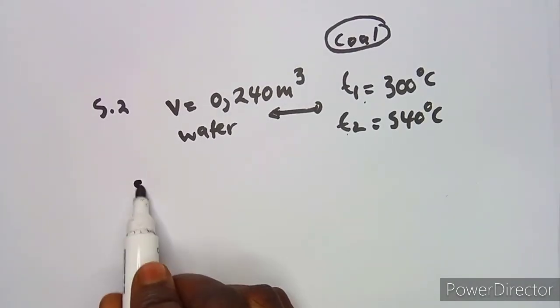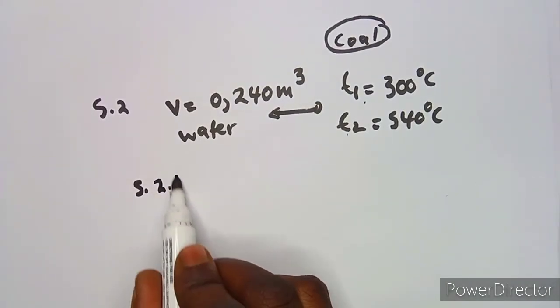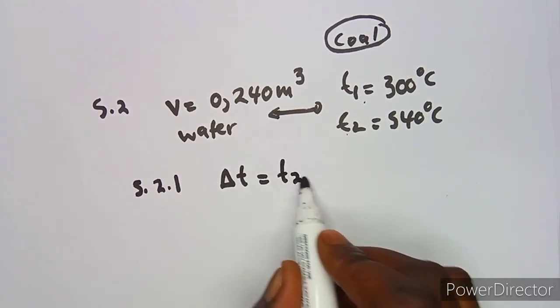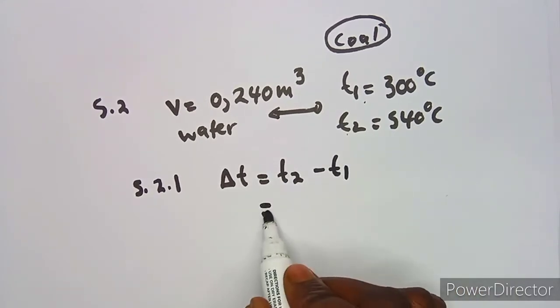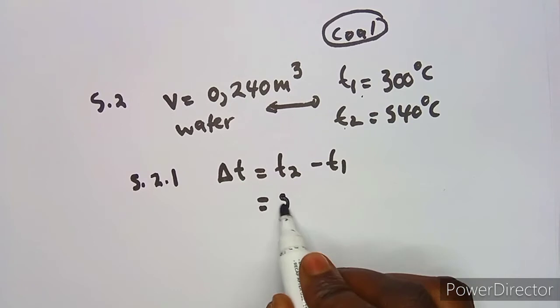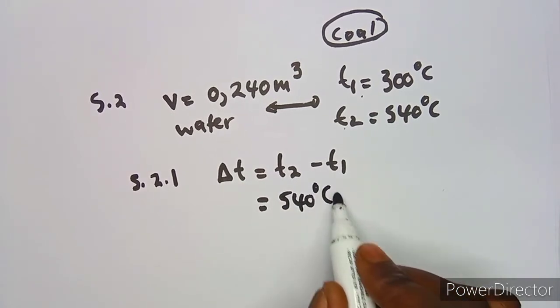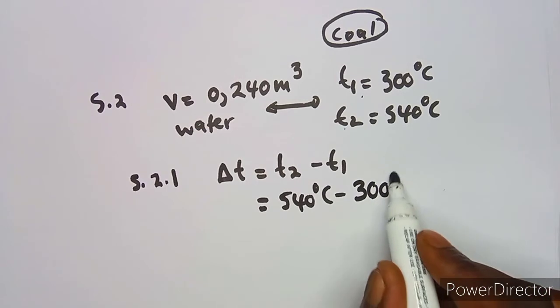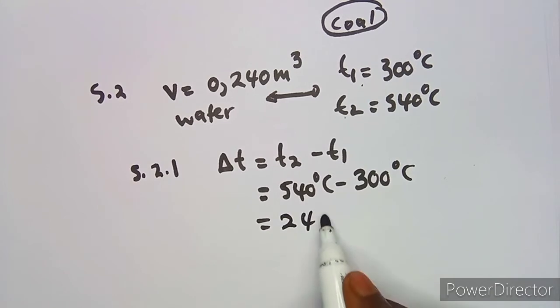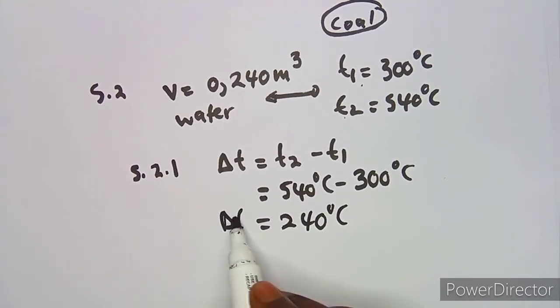So the change in temperature. How do you calculate the change in temperature, guys? That's simply T2 minus T1. So this one is just a matter of substituting into this formula. Let's substitute, guys, and see what you're going to have. Our T2 is 540 degrees Celsius minus T1, which is 300 degrees Celsius. These units are the same, so you're going to obtain 240 degrees Celsius. So that is our change in temperature.